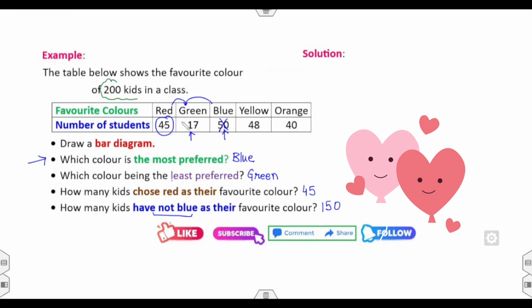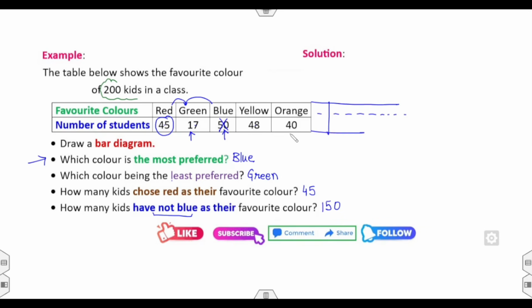But as you know, you have to compare one by one. But here you had only 5 colors. If you have more colors, then it is very difficult to compare them.